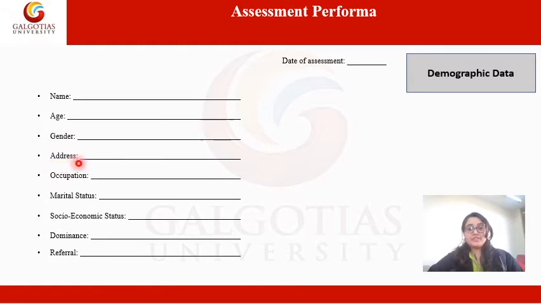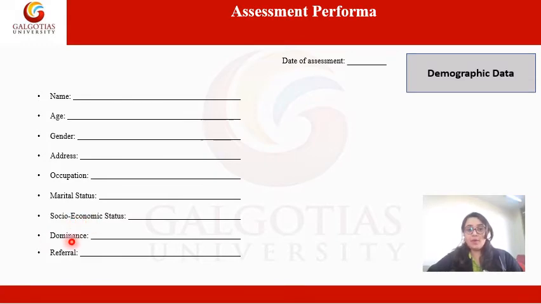Address: we should know the address of the patient so that if we get to know that the patient lives on the second floor and is going to get a total knee replacement, we should have an idea that yes, we need to now rehabilitate the patient accordingly. Then occupation, and then marital status. Why marital status? We ask whether there is anyone at the home of the patient to help him or her, or whether the patient would be completely on his or her own. Our rehabilitation varies accordingly.